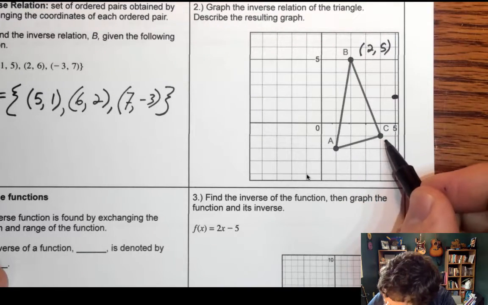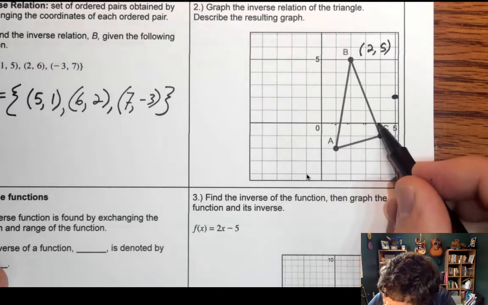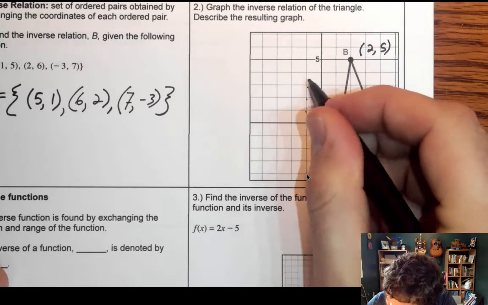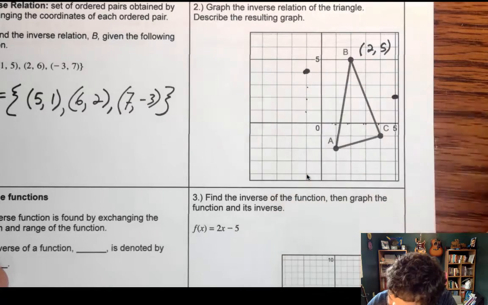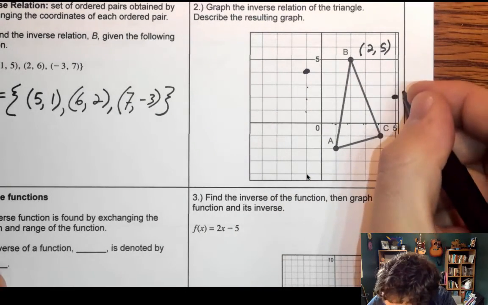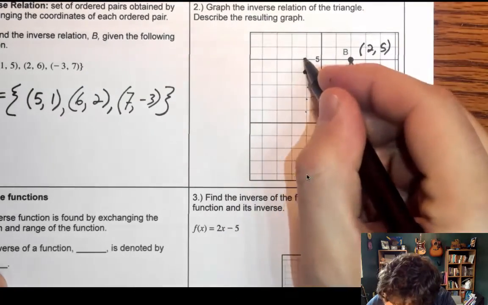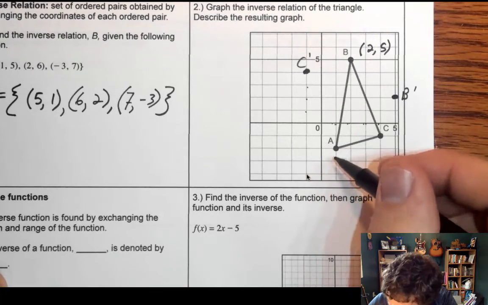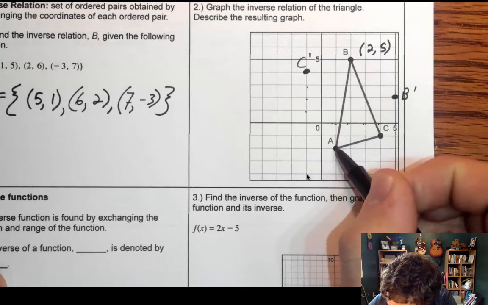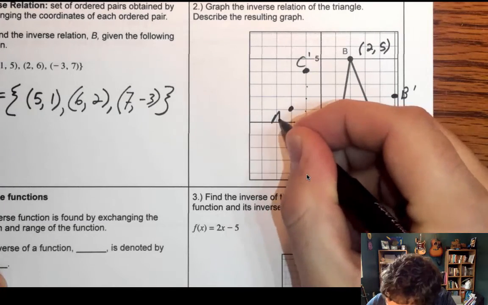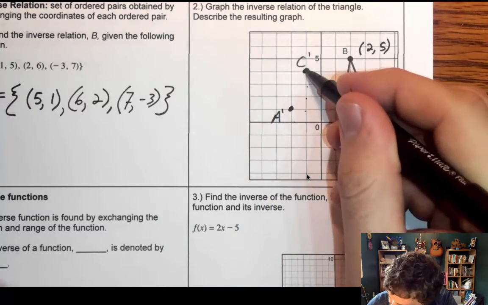I'll take C here. C is at 4, comma, negative 1. And I'm going to plot it at negative 1, comma, 4. So that would be the inverse of that point, C. And then, let's label these B prime, C prime, or B1, C1, or whatever you want to call it. And then A is at 1, negative 2. So then we'll plot this at negative 2, comma 1. So that's A prime right there. And then we're going to make a triangle.